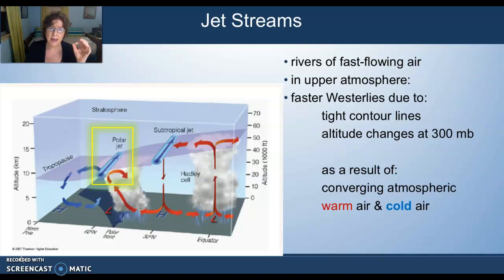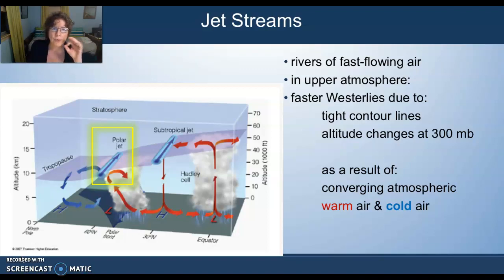And the reason that they are faster is because they are in a very tight pressure gradient, and that is marked by a very profound dip in temperature. So that's what we were talking about before in regards to the upper levels and why they horizontally still maintain pressure gradients, and those pressure gradients become tighter when there is a dramatic drop in temperature in the upper levels.